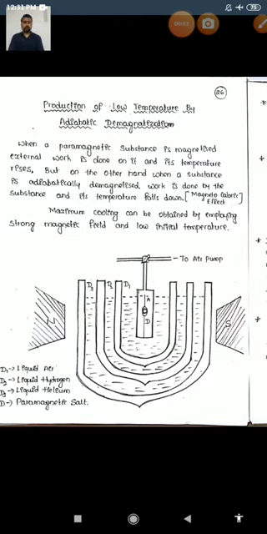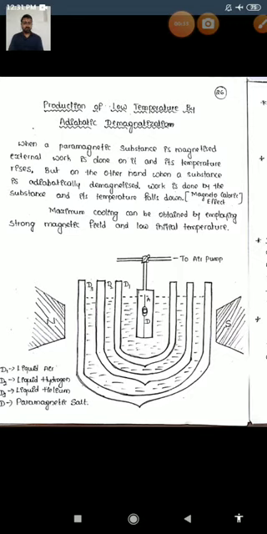In today's session, I am discussing the production of low temperature by adiabatic demagnetization. When a paramagnetic substance is magnetized, external work is done on it and the substance increases its temperature. But when the substance is adiabatically demagnetized, work is done by the substance and its temperature falls. This effect we can call the magnetocaloric effect.